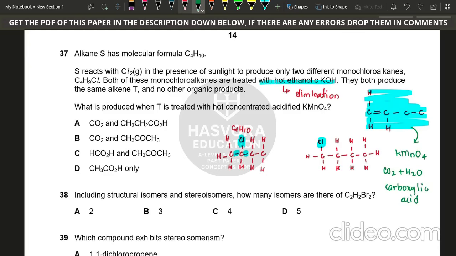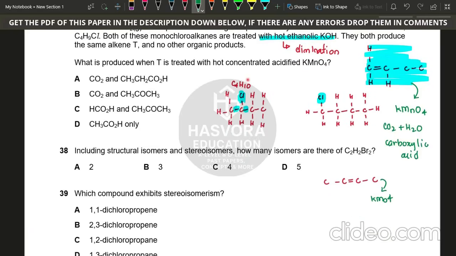Now suppose the carbon double bond is made between the second and the third one. If it is something like this, then in both cases, if I just react it with the KMnO4, what will happen is that it has one hydrogen and one carbon side chain. So it will form carboxylic acid only. But now they are saying that it actually forms the same thing.